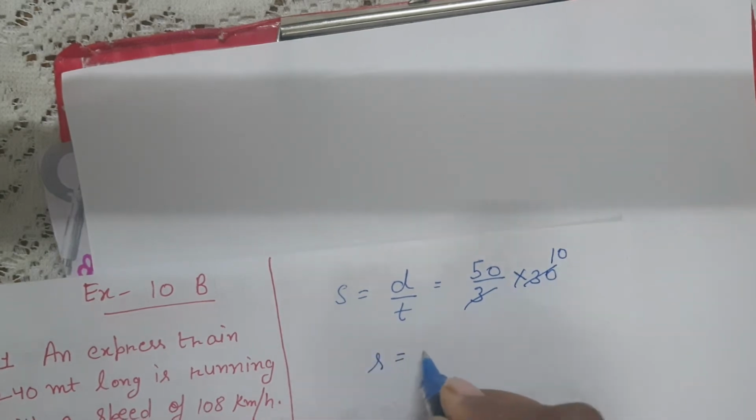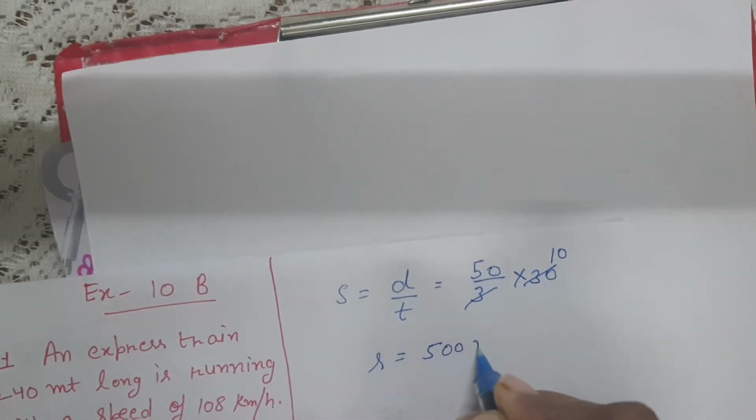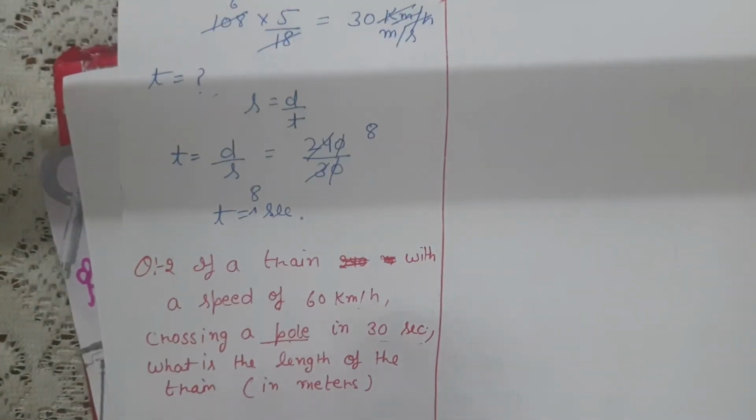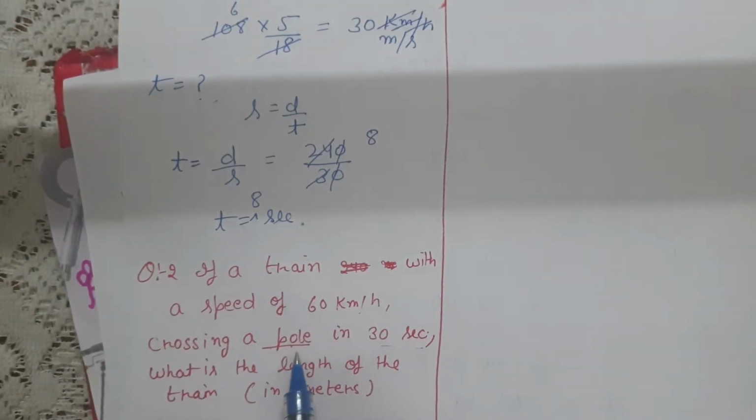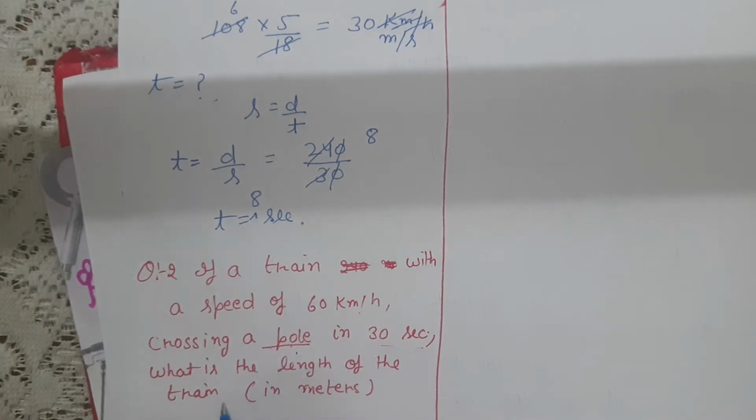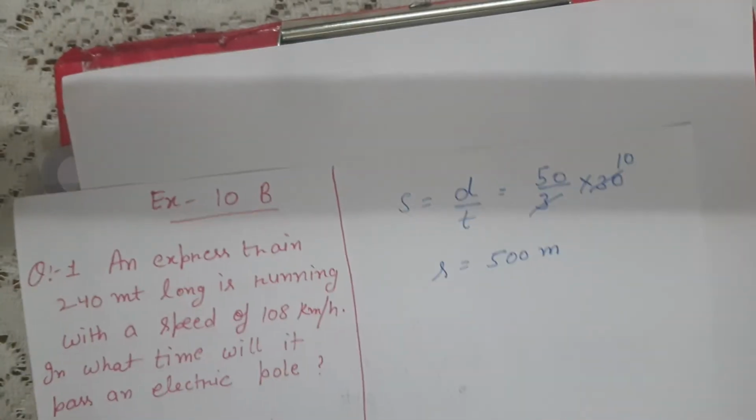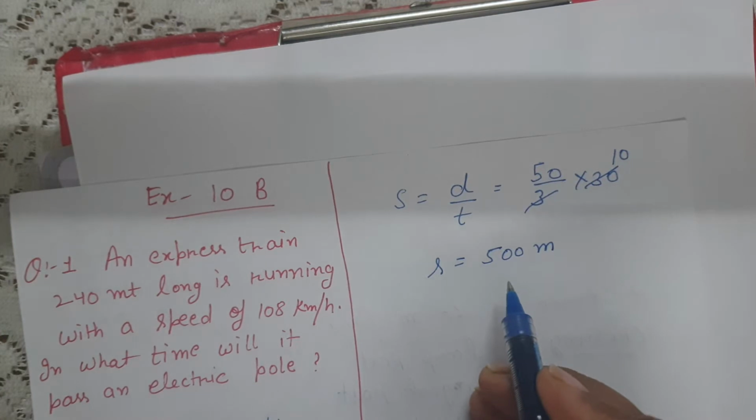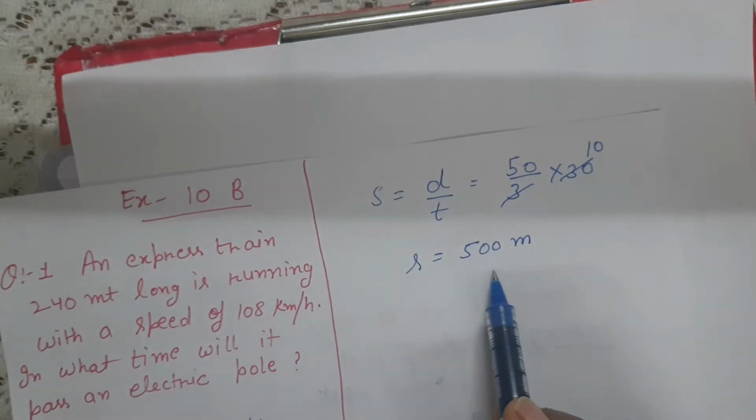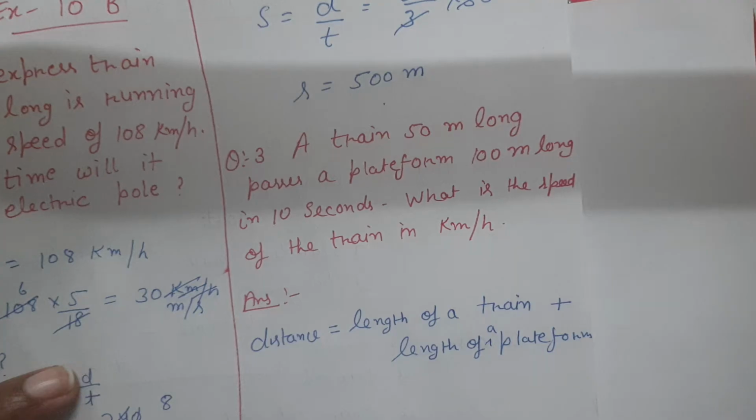So the distance is 500 meter, because if a train is crossing a pole, then the length of the train is equal to the distance. So the answer is 500 meter. So the length of the train is 500 meter.